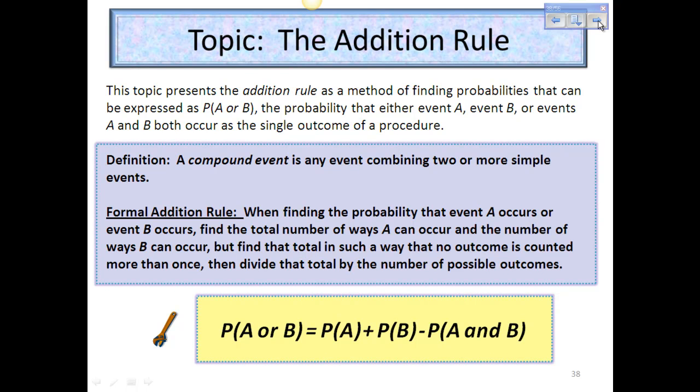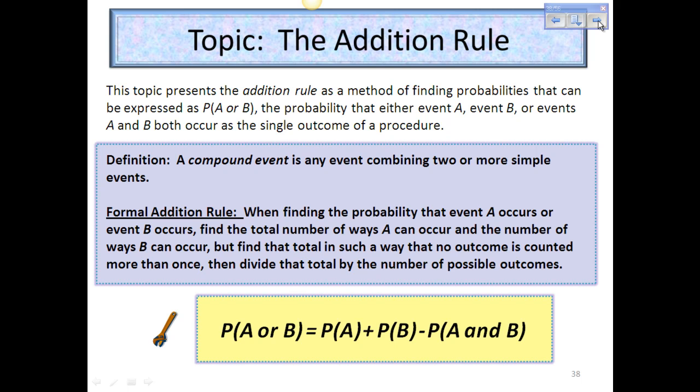When you see the word or, think addition. However, there are two different parts to the addition rule. So we have a definition. A compound event is an event combining two or more simple events. The formal addition rule: when finding the probability that event A occurs or event B occurs, find the total number of ways A can occur and the number of ways B can occur, but find that total in such a way that no outcome is counted more than once. Then divide that total by the number of possible outcomes.